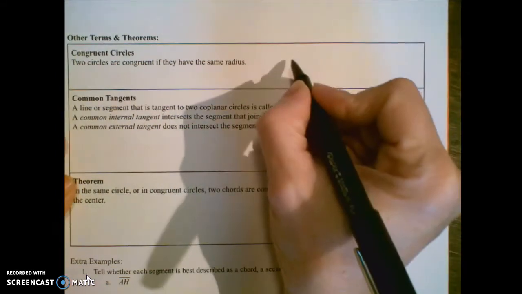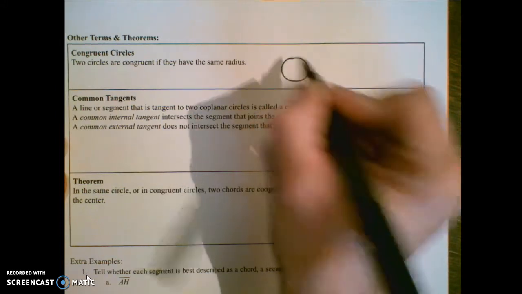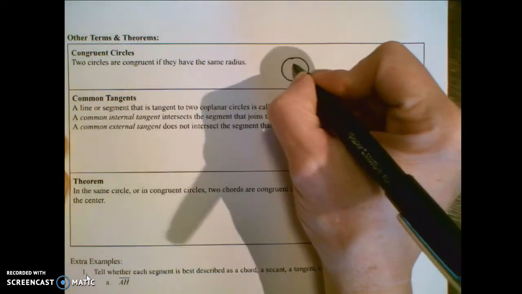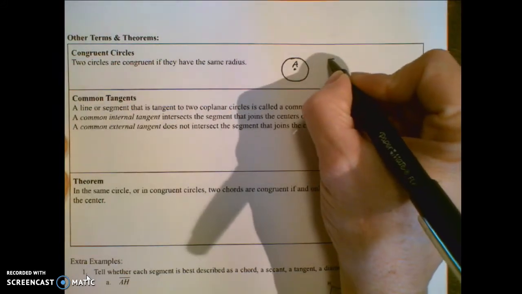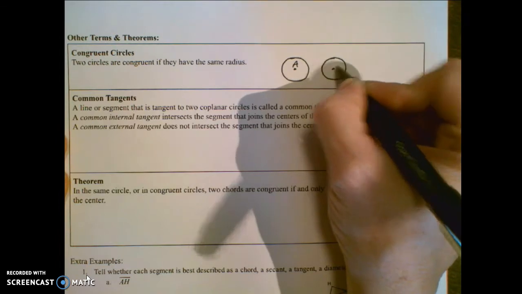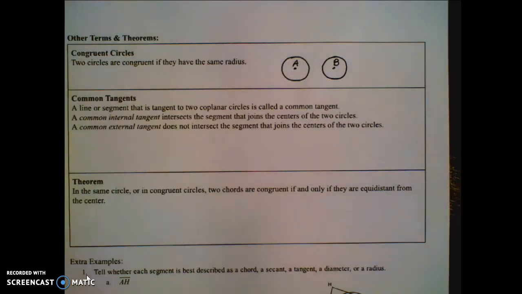So let's draw 2 circles that appear to be the same size. I'm never going to judge you on your ability to draw a perfect circle. And I'm going to call this circle A by naming that point A. And I want another circle that's about the same size. That's close. And we're going to name that one circle B. Okay, so according to the definition, 2 circles are congruent if they have the same radius.